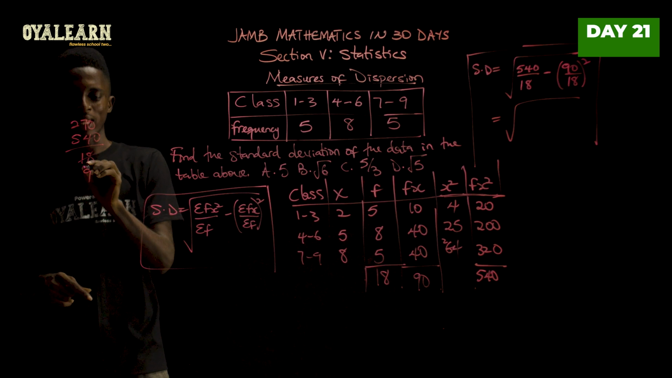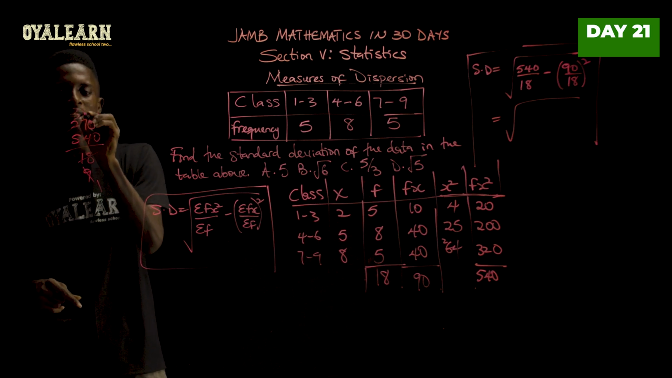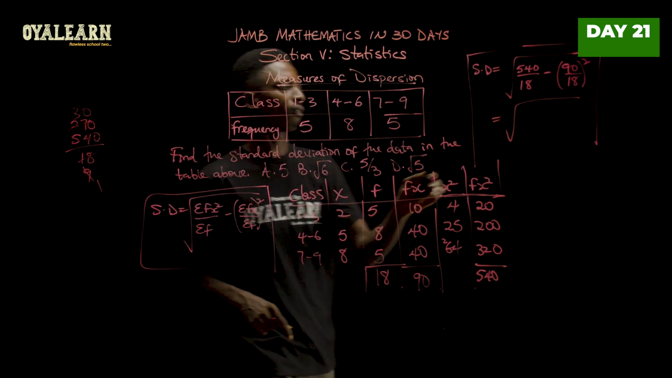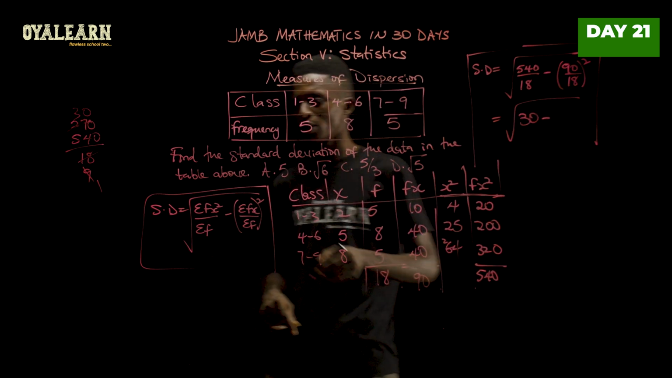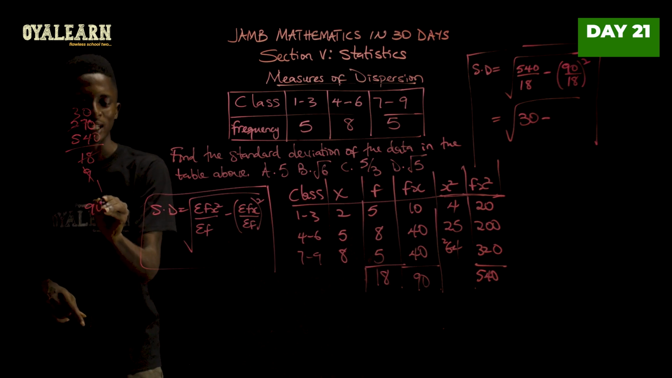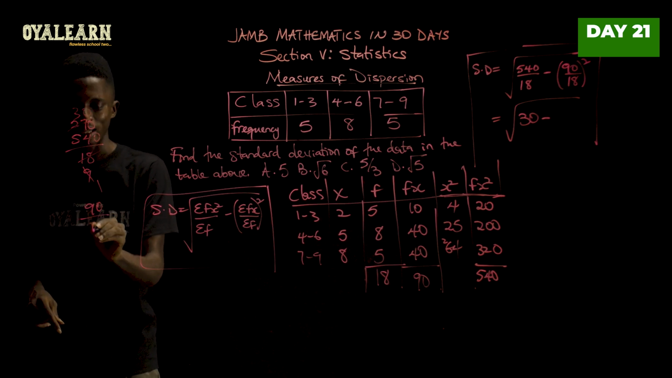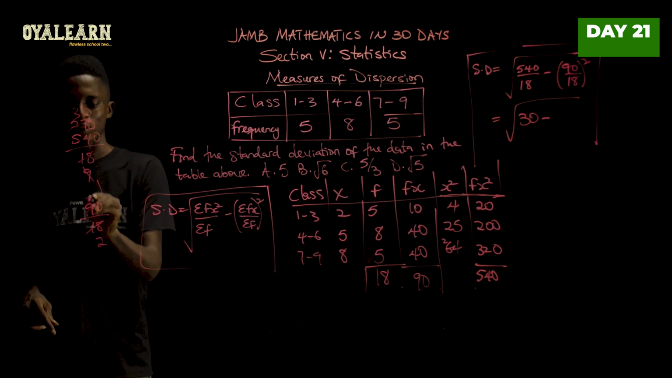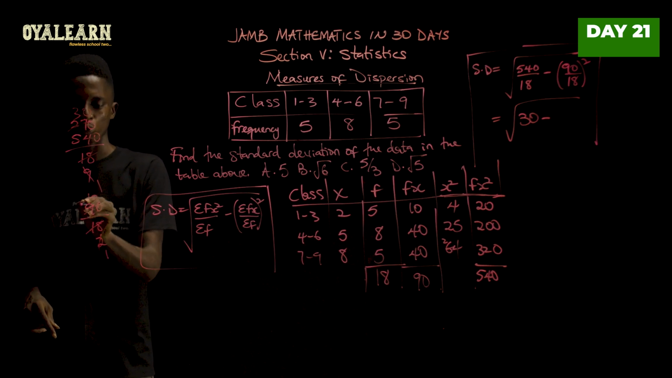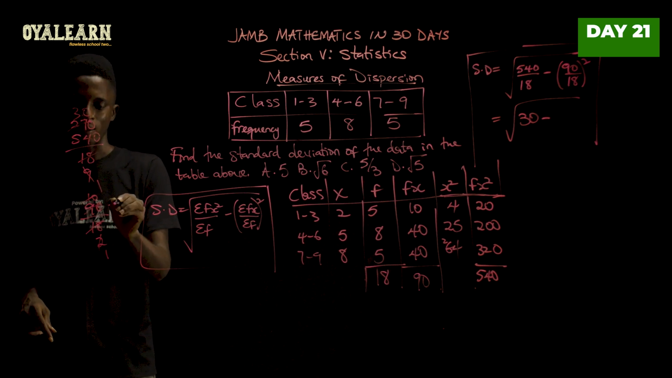So now we can break with 9. 9 here 1, 9 here 30. So what we have here is 30 minus, now let's break the other part down. We have 90 divided by 18. So 9 goes here twice, 9 goes here 10 times, 2 here 1, 2 here, that's 5.